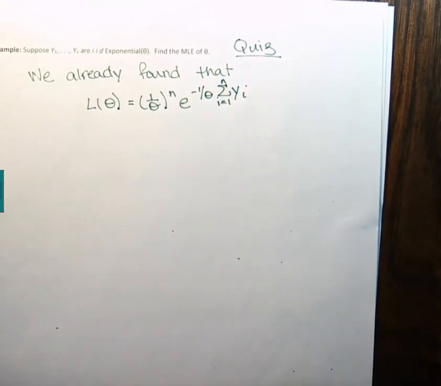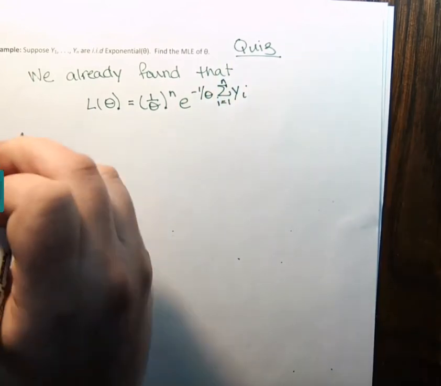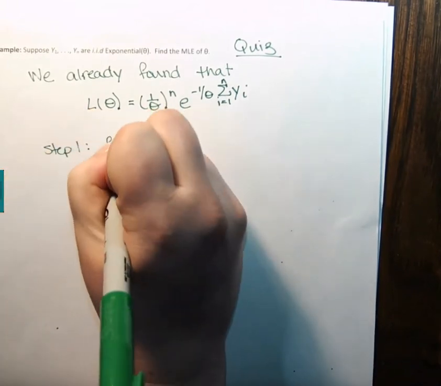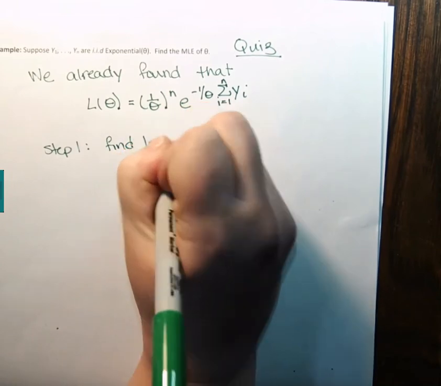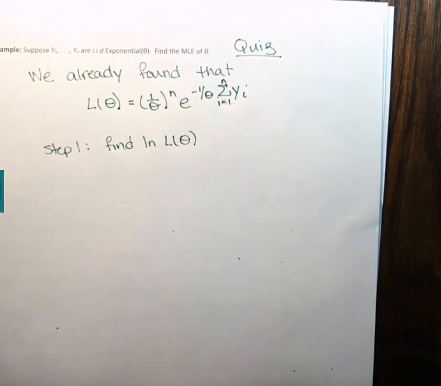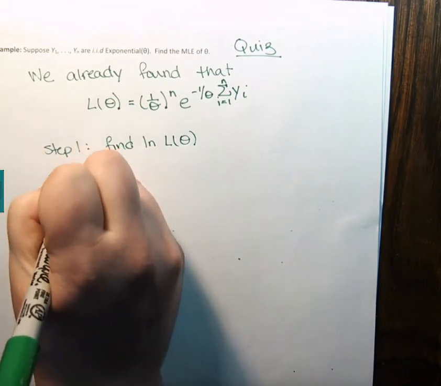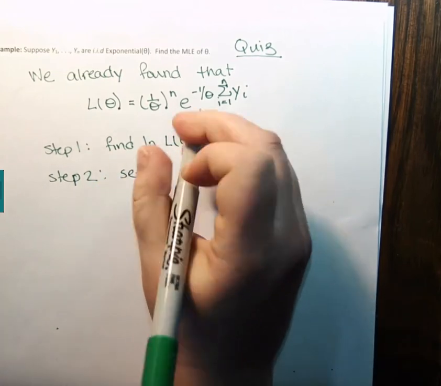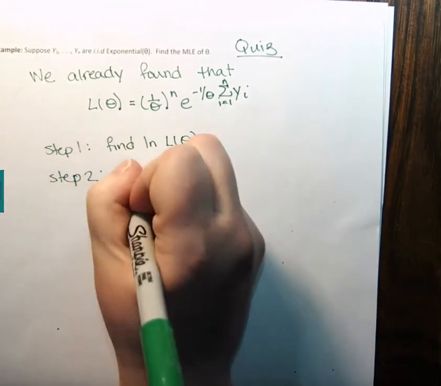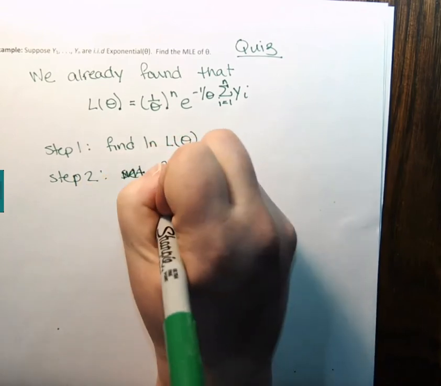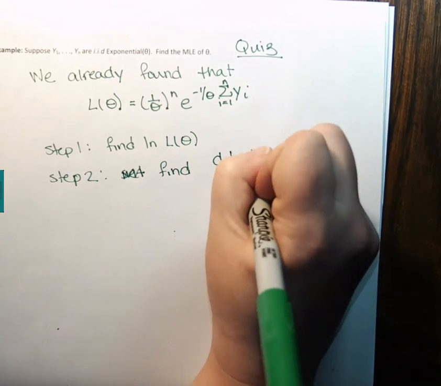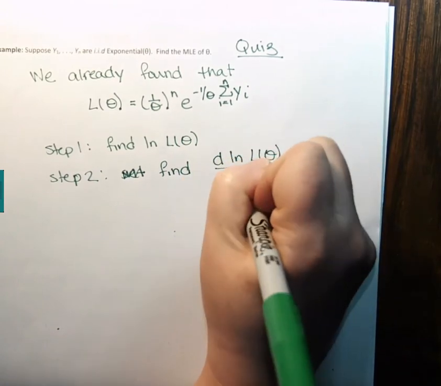All right, so the steps that you're going to need to do to find the MLE. Step 1, you're going to find the log likelihood. In other words, you're going to take the natural log of L of theta. Okay. Step 2, you're going to find the derivative of natural log L of theta with respect to theta.